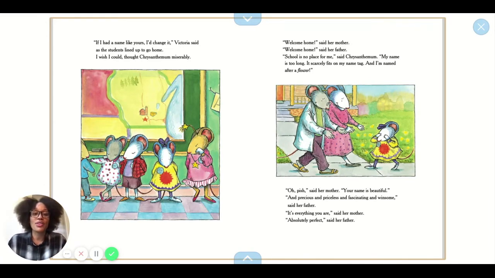Welcome home, said mother. Welcome home, said father. School is no place for me, said Chrysanthemum. My name is too long. It scarcely fits on my name tag, and I'm named after a flower. Oh, psh, said mother. Your name is beautiful and precious and priceless and fascinating and winsome, said her father. Those were a lot of words. Precious. Can you say that word precious? Priceless, fascinating, and winsome. All of those words mean good things. It means good. Precious, priceless, fascinating, and winsome. It's everything you are, said mother. Absolutely perfect, said father.